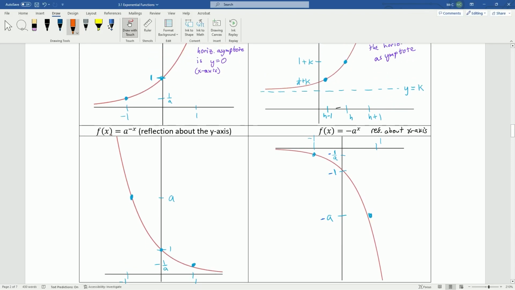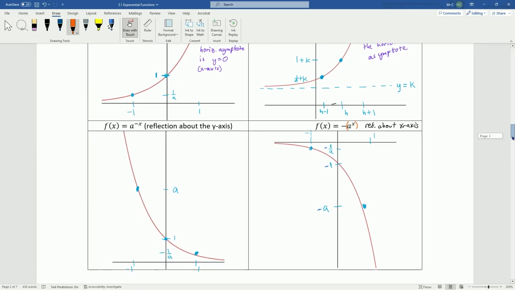Now, of course, if we have f of x equals a to the negative x, that's a reflection about the y-axis. So you just take your 3 points and flip them over the y-axis, and you get this graph. And if I have negative a to the x, that's taking the previous function a to the x and making the whole thing negative. So you take each of your y values and plot them below, mirror image over the x-axis, and that's that.